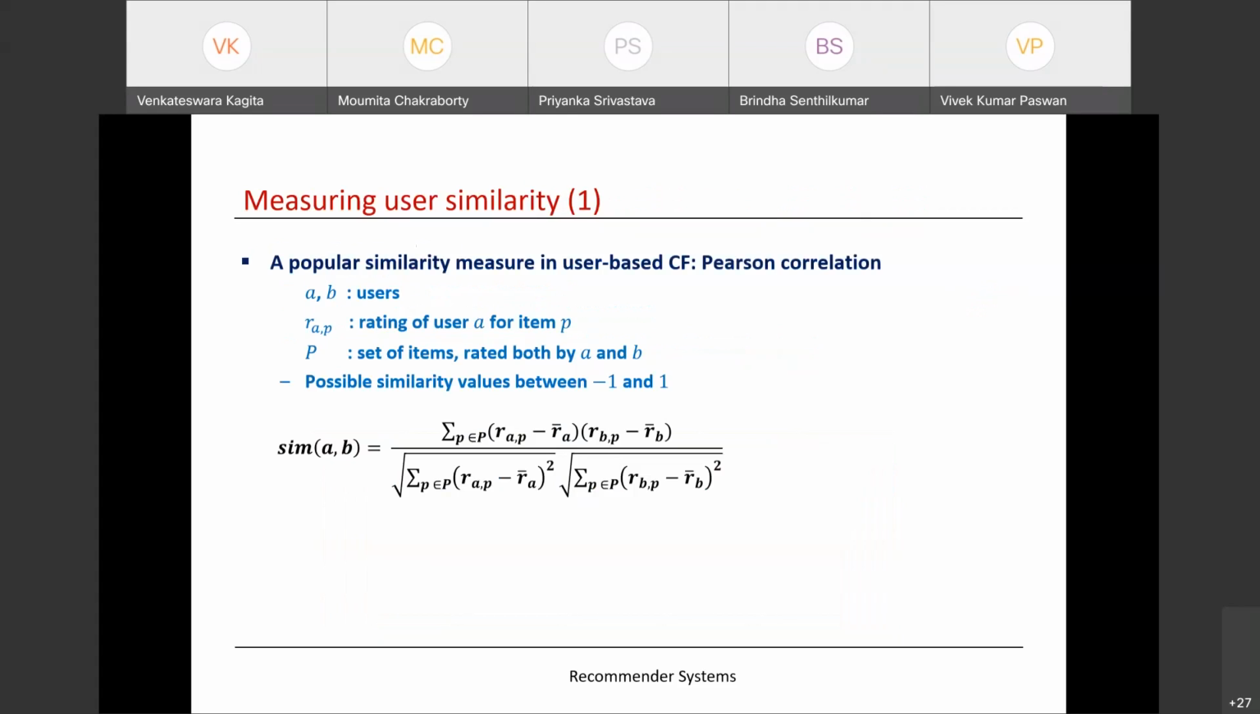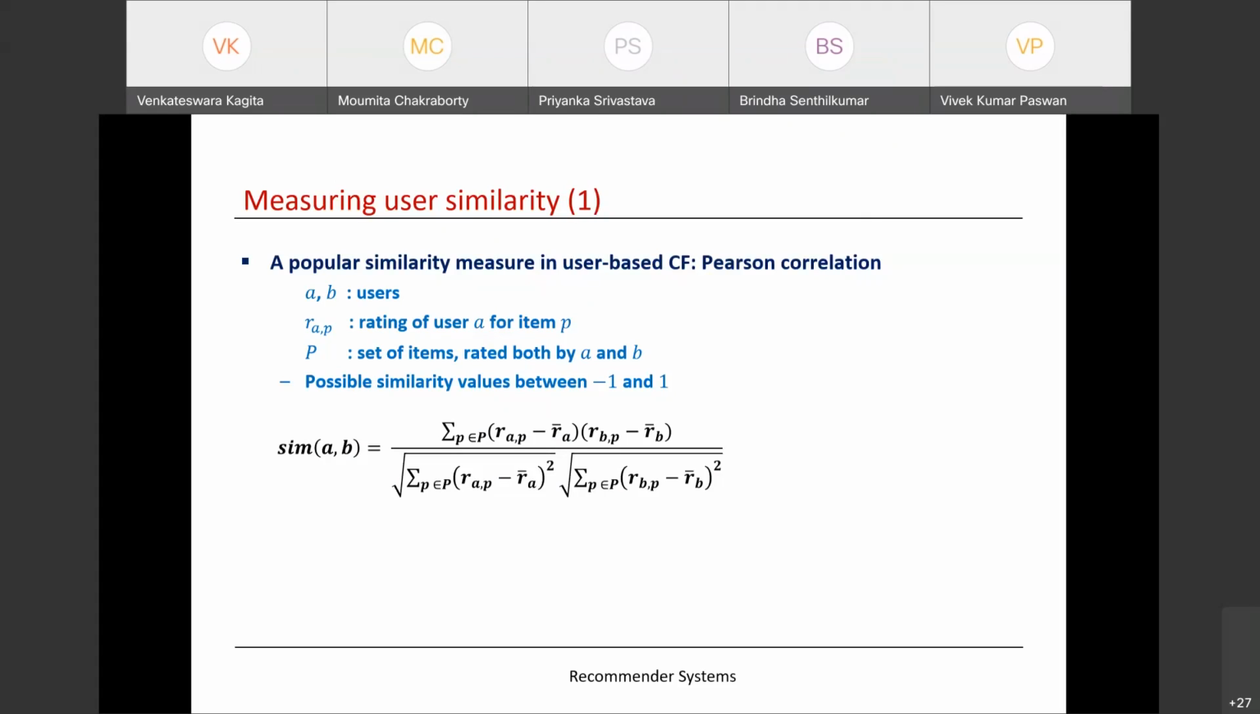The popular similarity measure in the case of user-based collaborative filtering is Pearson correlation. Pearson is popular and proven to work well in the case of user-based collaborative filtering. But it is not limited to using only Pearson correlation. There are various other similarity strategies. But it is proven to work well in the case of user-based collaborative filtering. So let us see what Pearson correlation is.